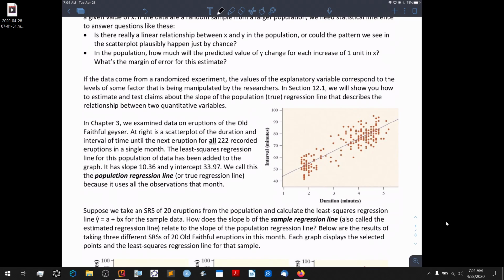Alright, so it says if data come from a randomized experiment, the values of the explanatory variable correspond to levels of some factor that's being manipulated by the researchers. Okay.